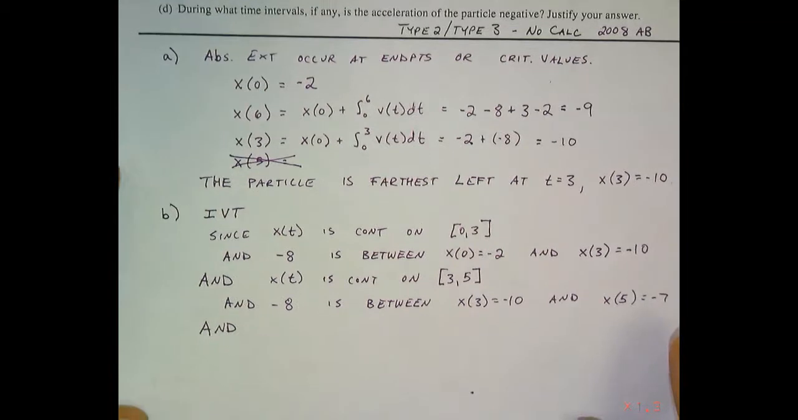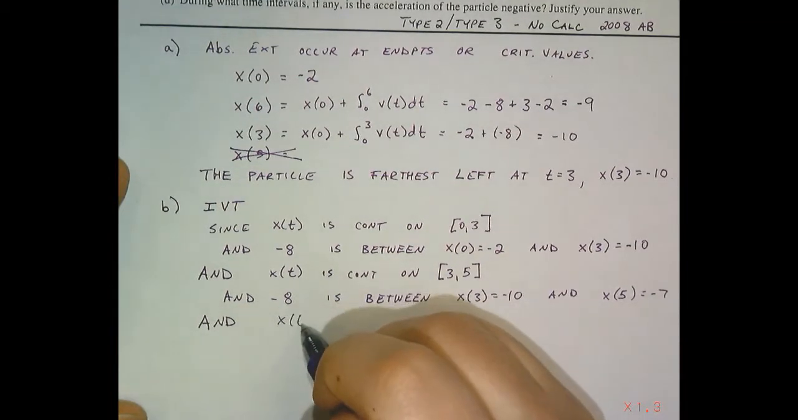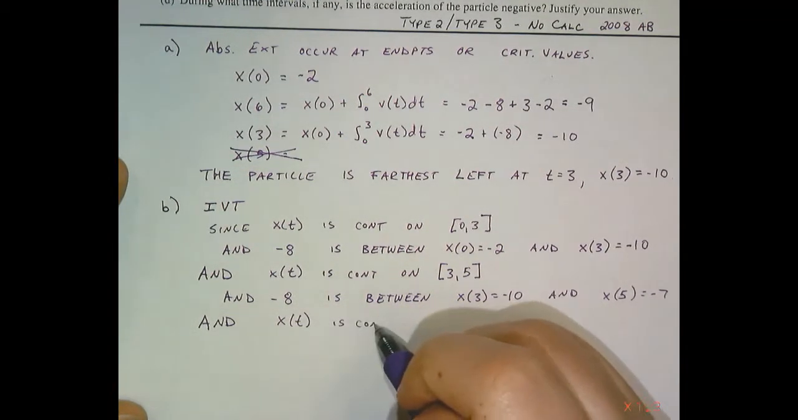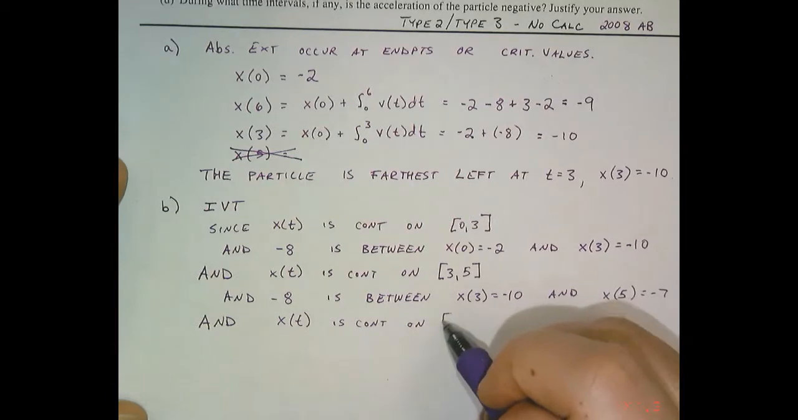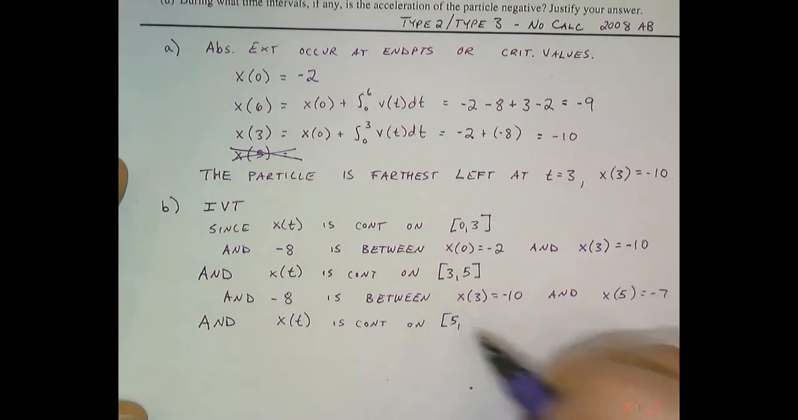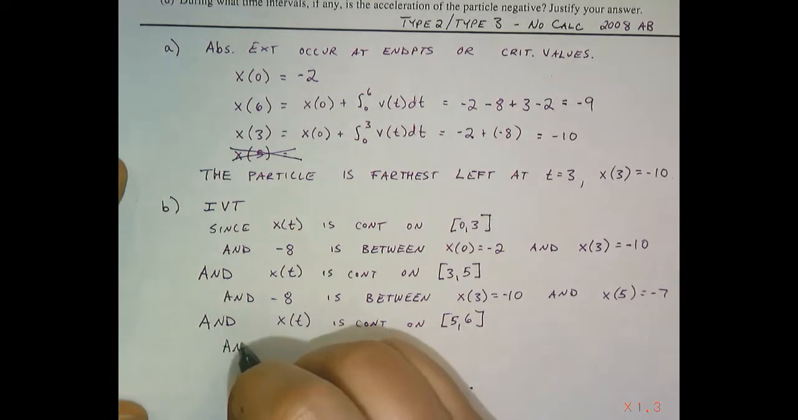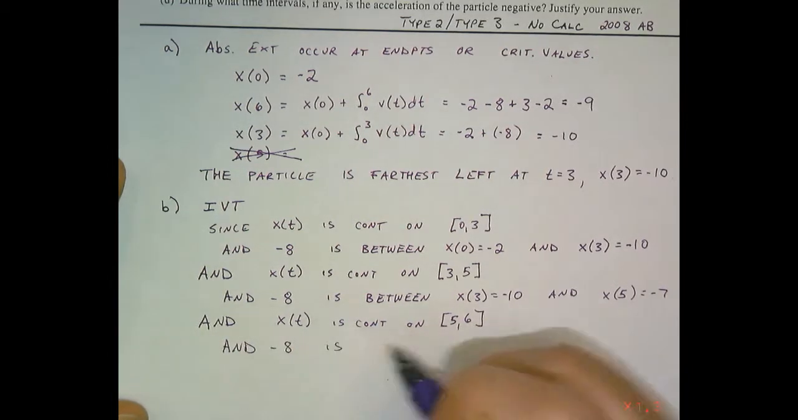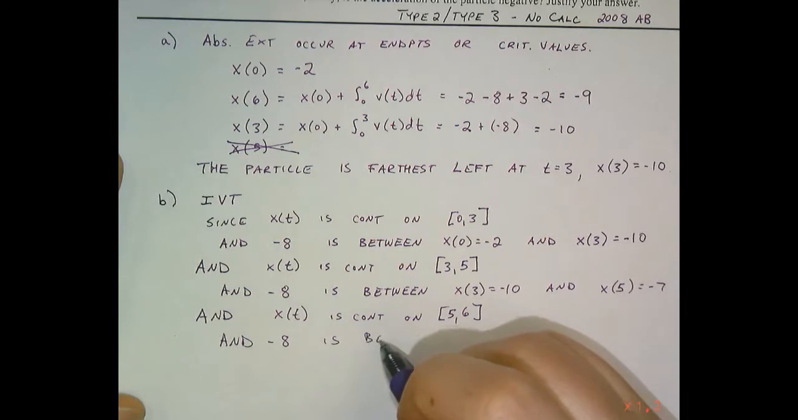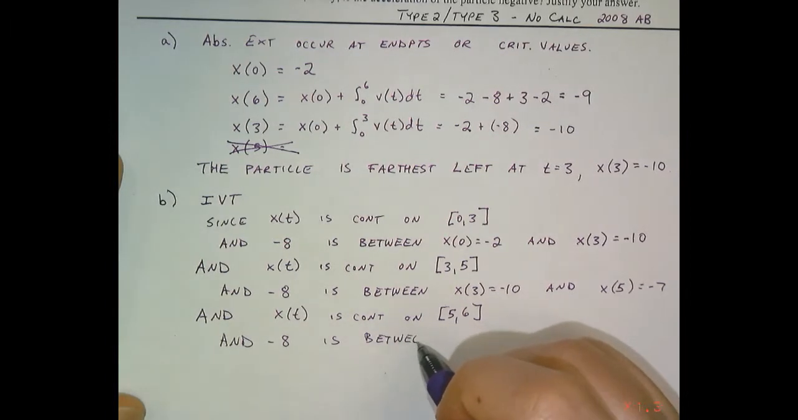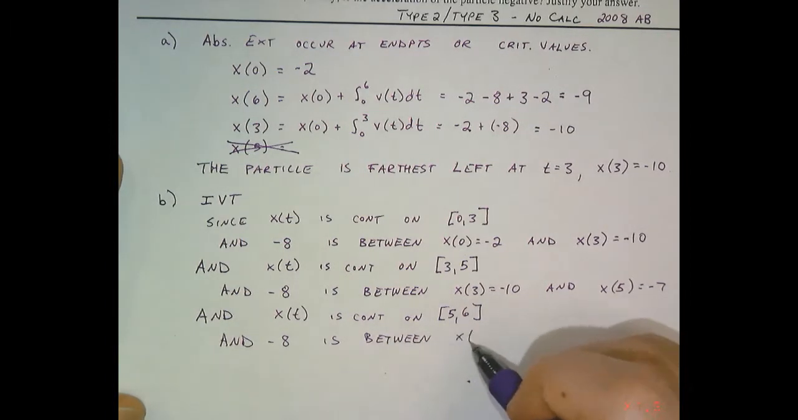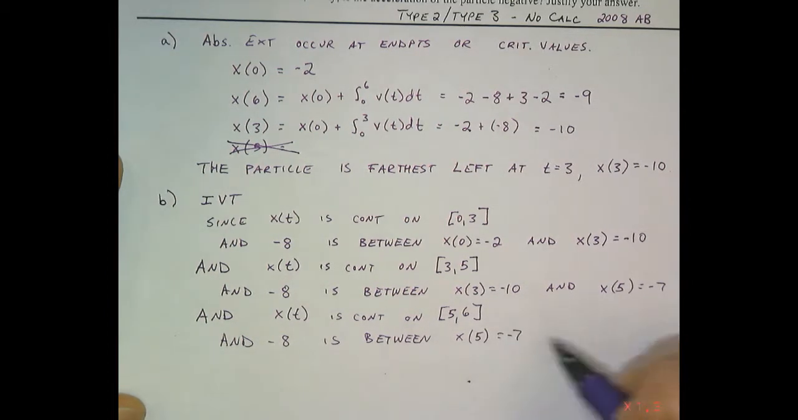And x of t is continuous on 5 to 6 and negative 8 is between x of 5 equaling negative 7 and x of 6 equaling negative 9.